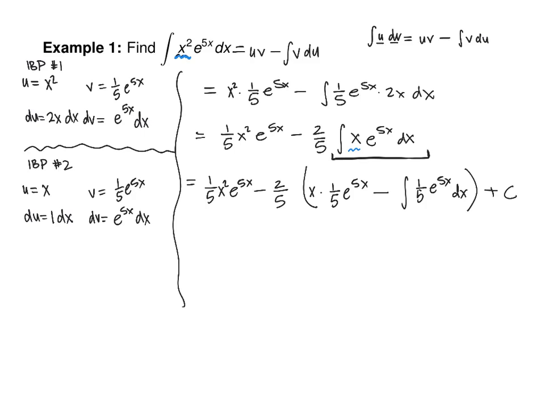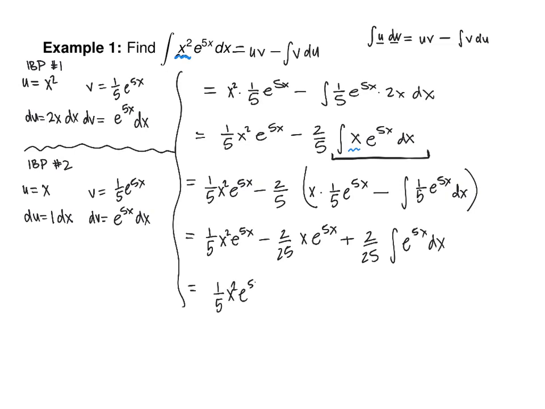So let's distribute that negative 2/5. So 1/5 x squared e to the 5x minus 2/25 x e to the 5x, and then plus 2/25 integral e to the 5x dx. Oh, and I don't need the plus c quite yet, so I'm going to take that away, actually. You can put that in at the very end. Okay, now what you have is just the integral of e to the 5x, and that's something you can totally do. You just did it twice already. So your final answer is 1/5 x squared e to the 5x minus 2/25 x e to the 5x plus 2 over, well, that'll be another 1/5 there, so 1/25 e to the 5x. And now don't forget that plus c because it was a general antiderivative.